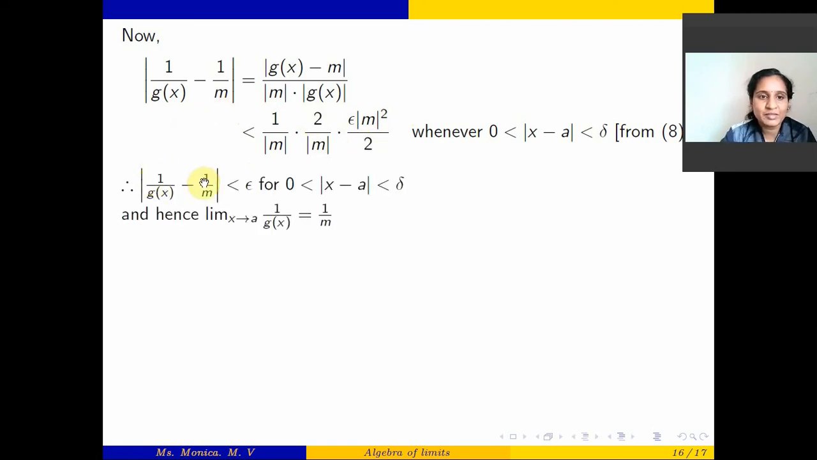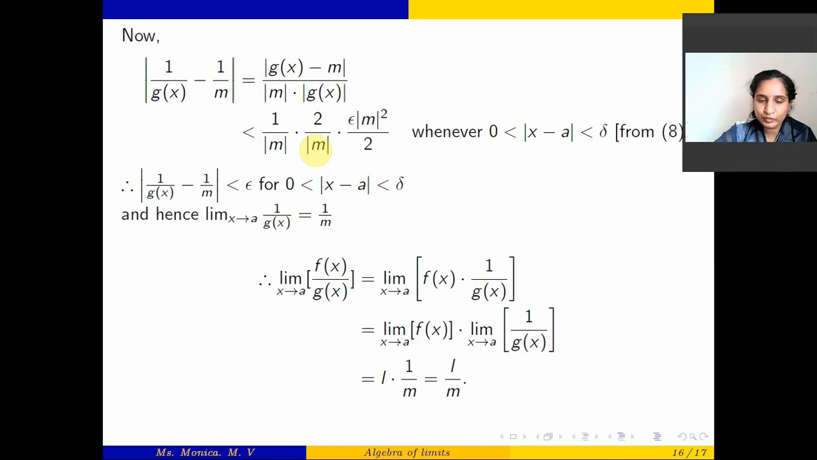Modulus of 1 by g of x minus 1 by m is less than epsilon for distance between x and a less than delta. So by definition, what do I have? Limit x tending to a 1 by g of x is equal to 1 by m. Now hope you get why we did these bits and pieces. We wanted mod g of x minus m, that is why we applied the definition. Then I took this mod g of x and simplified so that I can apply the inequality here. So these are the 2-3 pieces which we require in the proof. This is just the half of the proof.